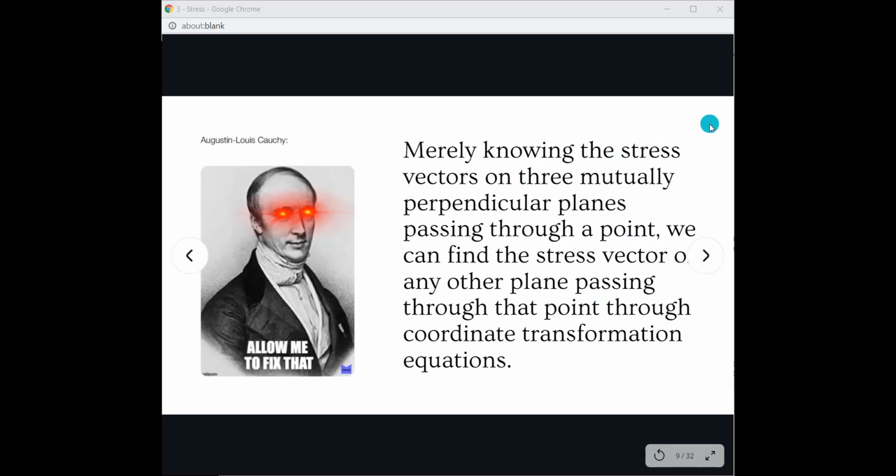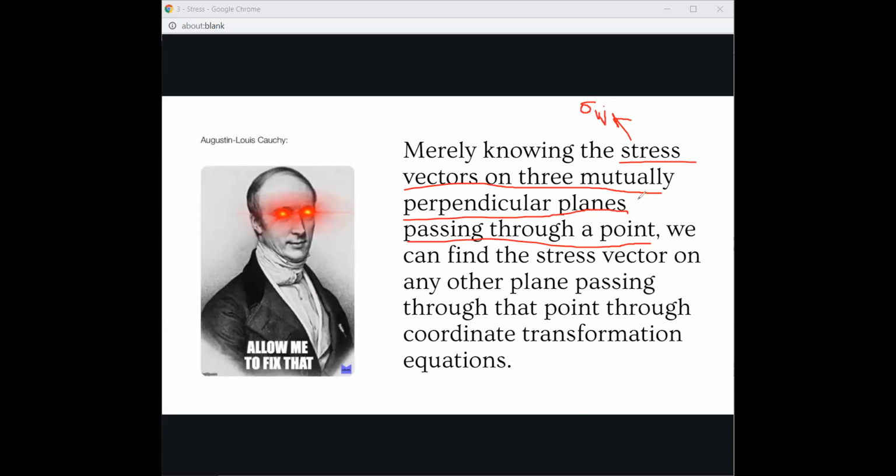Okay, what is this thing? This, stress vectors on three mutually perpendicular planes passing through a point. This is the stress tensor, right? So that is the stress tensor.